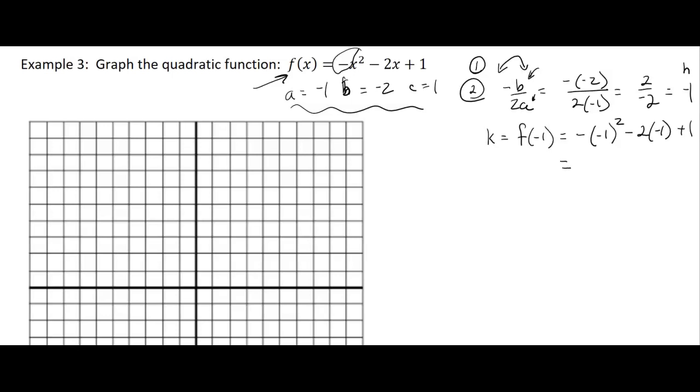And then you also have to follow the order of operations. So the exponent comes first. It's going to be the opposite of 1. This is going to be a -2 times a -1, so plus 2 plus 1. And that's going to be 2. So my vertex is going to be at -1 comma 2. All right, so I will put that in. -1, 2. There's my vertex. And I know it's upside down. So just remember, okay, it's upside down.